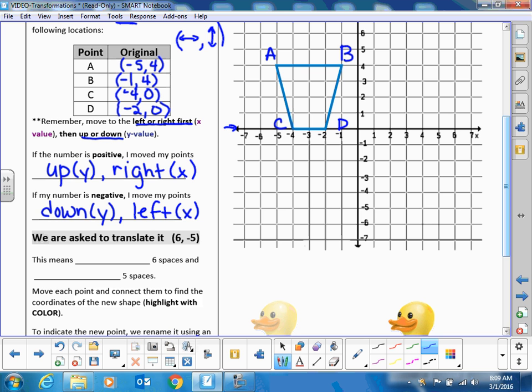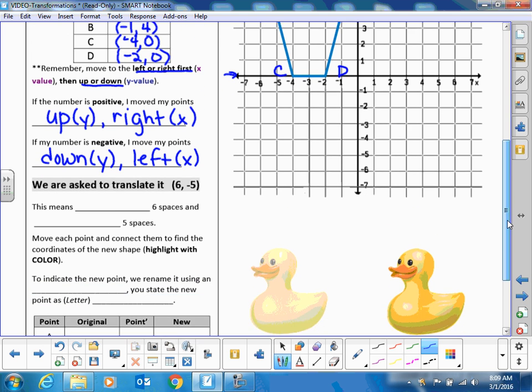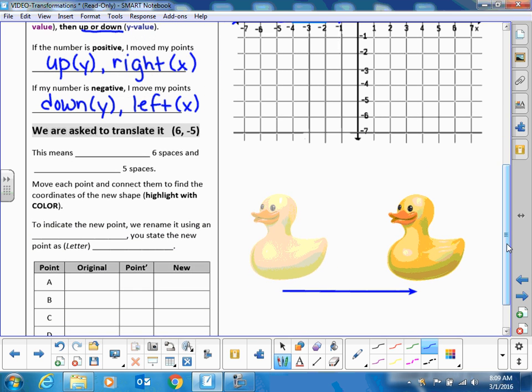So if we take the figure that we're given up above, and it says we are asked to translate it 6, -5. Remember, this is your x, and this is your y. So the 6 is positive, so if it's positive, I'm moving to the right for x. I'm going to move right 6 spaces, and then since the y is negative, I'm going to move down 5 spaces.